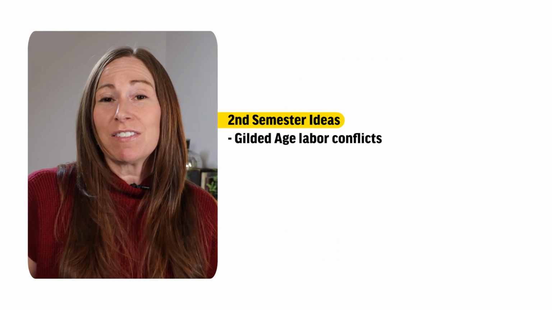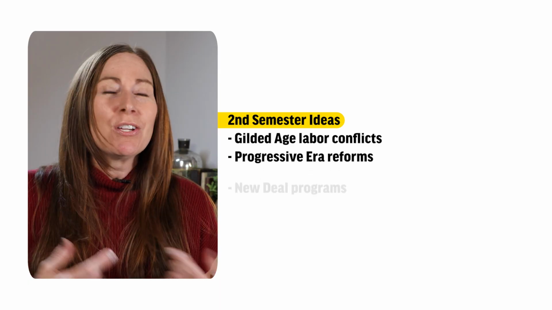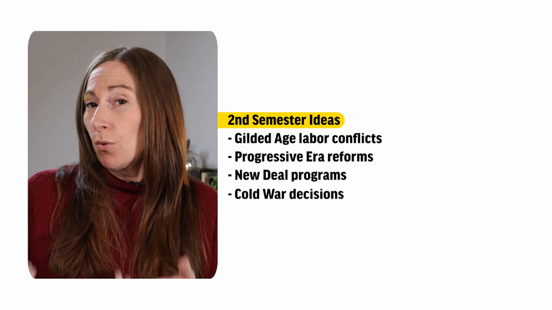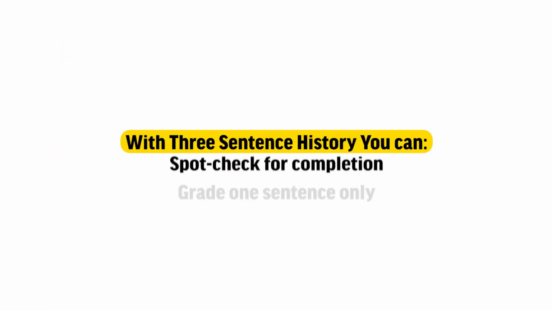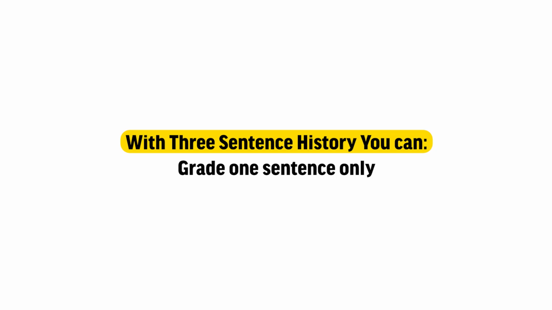And this activity is extremely flexible across multiple time periods. In the second semester alone, you could use it for things like Gilded Age conflicts, progressive era reforms, New Deal programs, or Cold War decisions. And from a grading standpoint, this does not need to be an added burden. You can spot check for completion, grade 1 sentence only, which is an option that I personally love, or quickly assess claim quality. The point isn't perfection here, it's just consistent historical thinking.